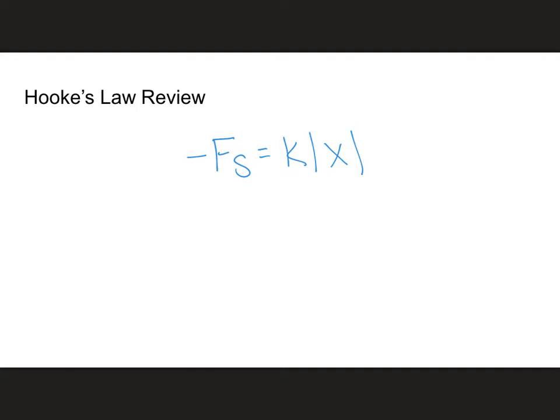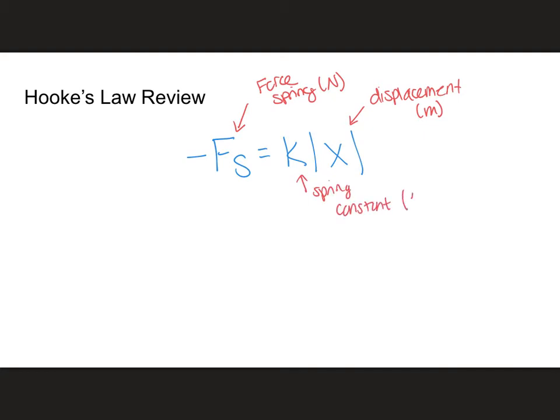Take a moment to find this on your equation sheet. Let's go over this equation since we'll be using it pretty frequently in this unit. This first part is the force on a spring, and we measure that in newtons. And this X is our displacement, and that is in meters. Now this K here is our spring constant, and our spring constant is simply just rearranging this equation.